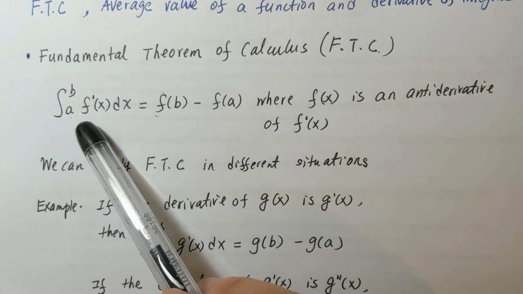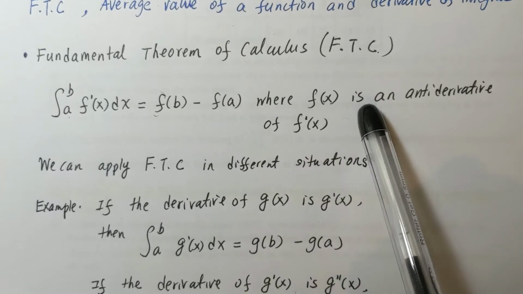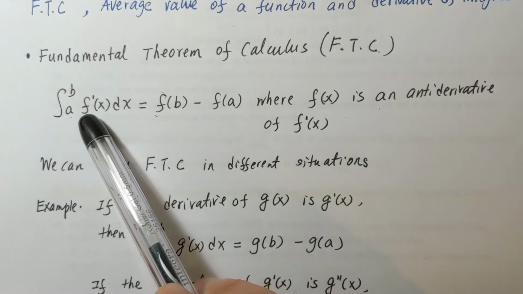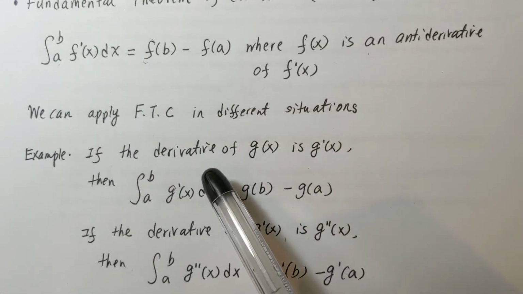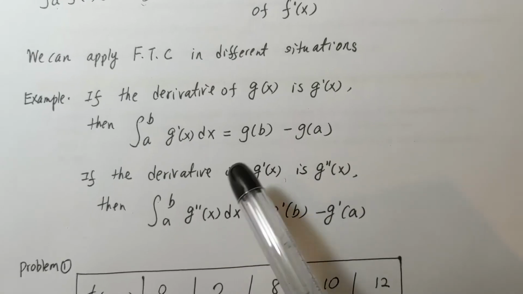The integral from a to b of f prime of x dx equals f of b minus f of a, where f of x is an antiderivative of f prime of x. Antiderivative, derivative. We can apply the FTC in different situations. In other words, we can have different versions of it.